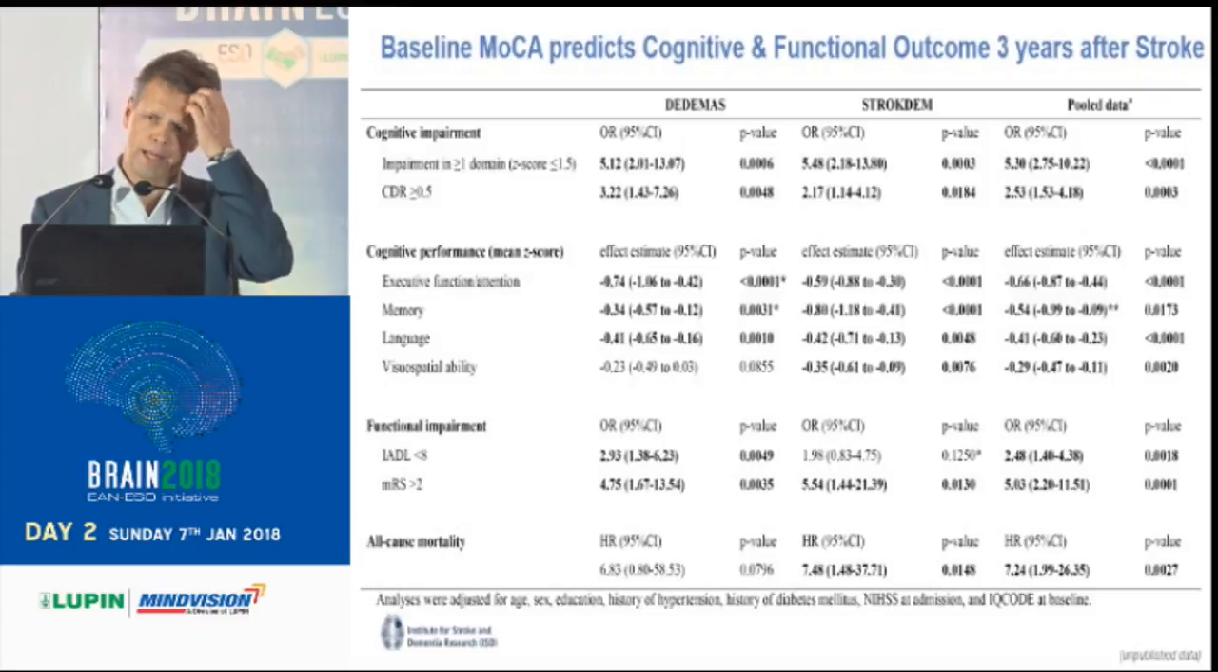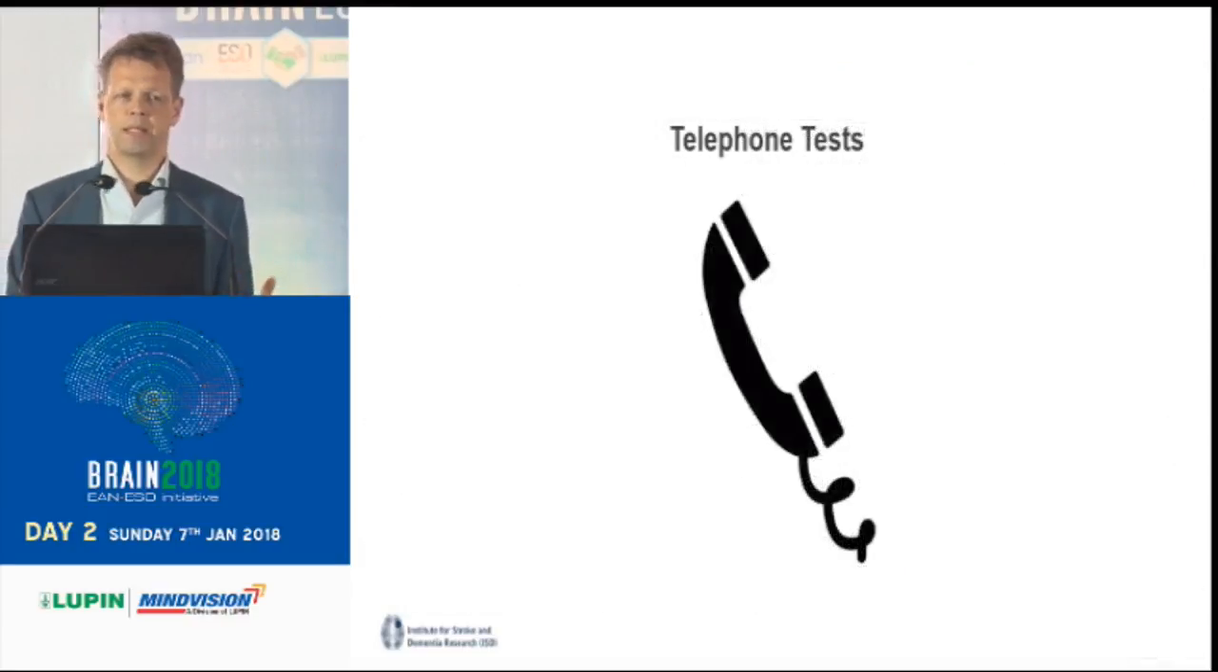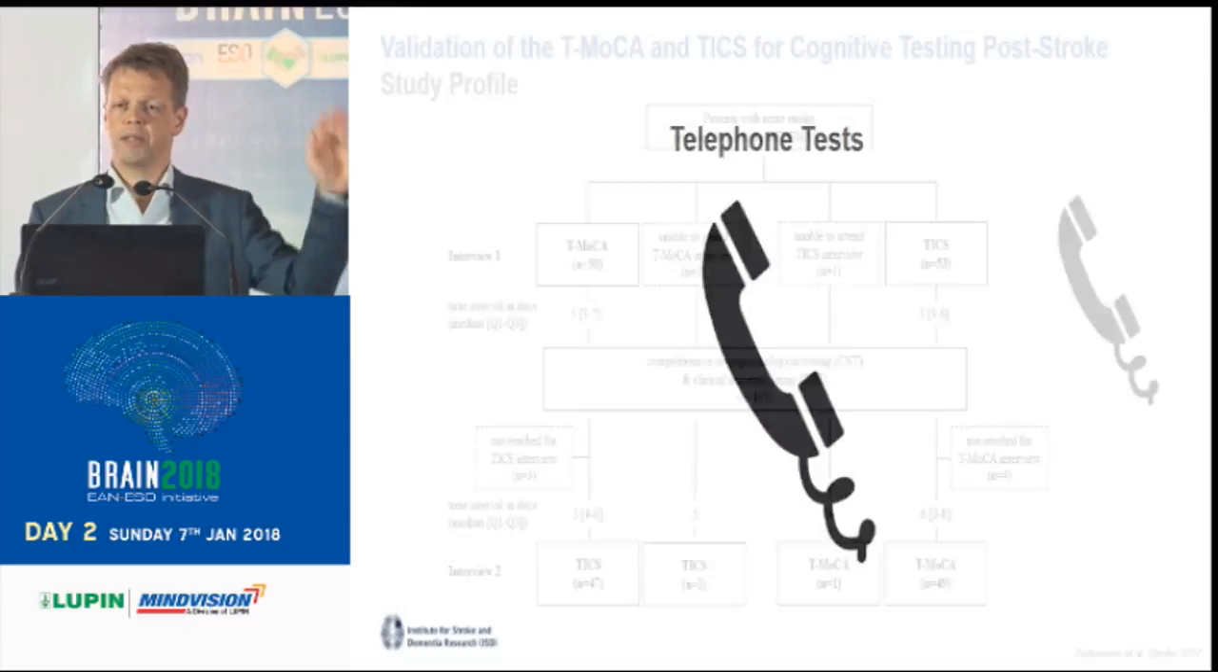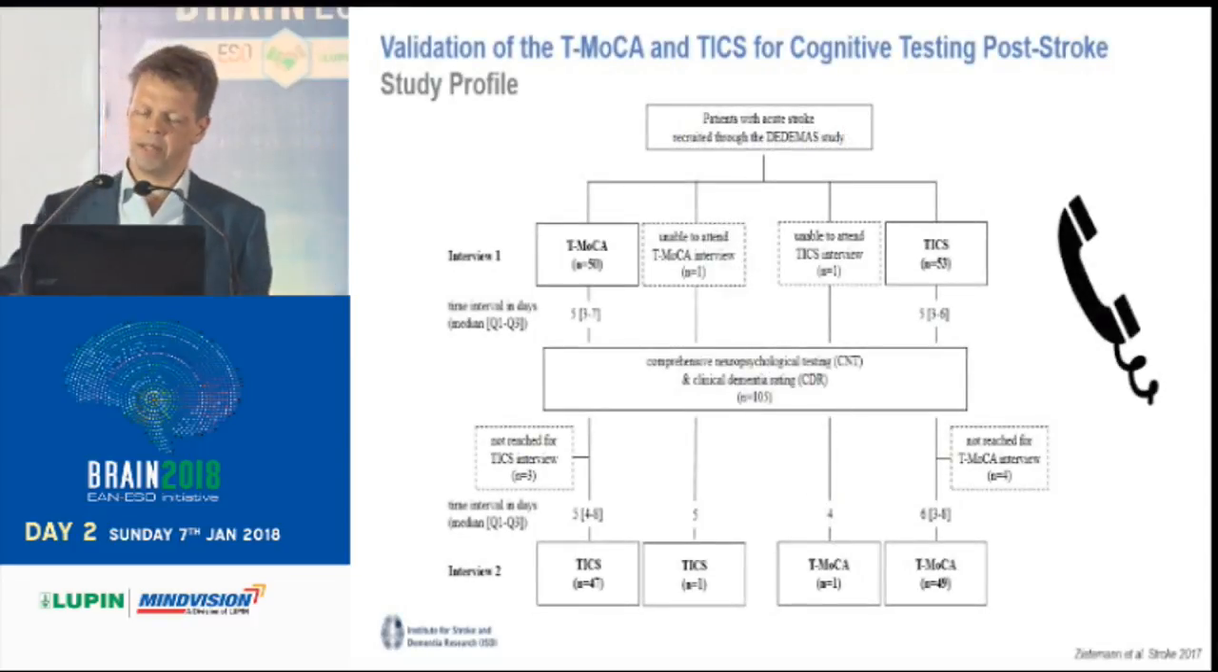Now, if you don't manage to test at baseline, or even if you do, you may also consider testing patients again, for example, after 6 months or 12 months in a prospective study, which you're conducting here, from what I understand. And then it's much more convenient to use telephone tests, and there are telephone tests. There's the T-MOCA, and there's the TICS.